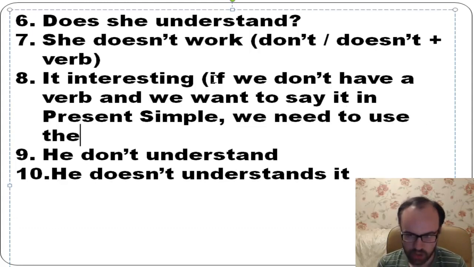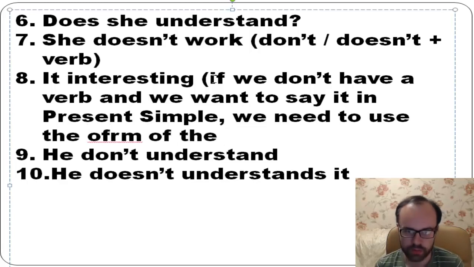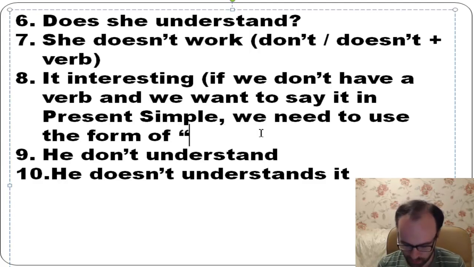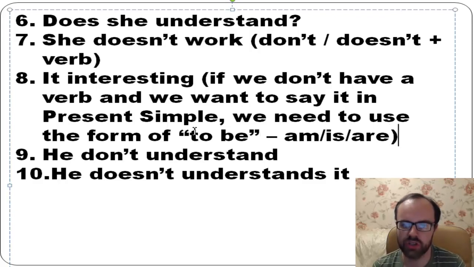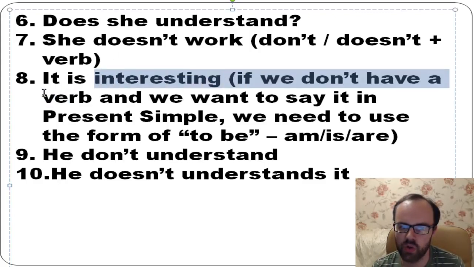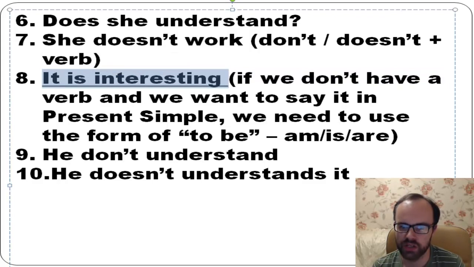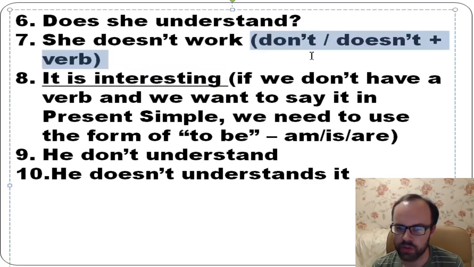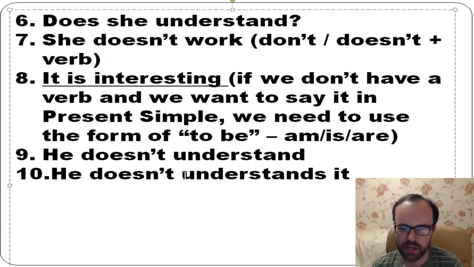The form of the verb to be. So what is it? Am, is, or are. He, she, it is. So "it is interesting." We don't have a verb, so we need to use the form of to be. Okay, "he don't understand." The same rule. Doesn't plus verb. He, she, it doesn't. So, "he doesn't understand." Okay, next.